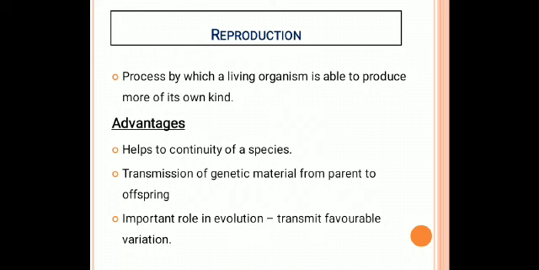It is helpful to the continuity of the species, and it involves the transmission of genetic material from the parental generation to the offspring or next generation. It also plays a very important role in evolution. How is it important in evolution? By transmitting favorable conditions or variation from one generation to the next generation. These are the advantages of reproduction.